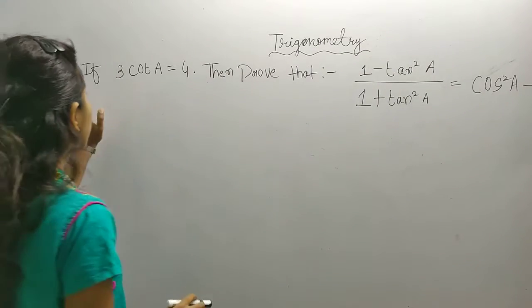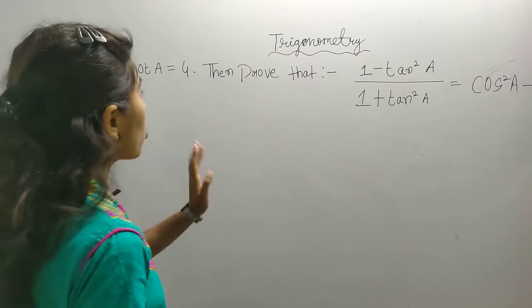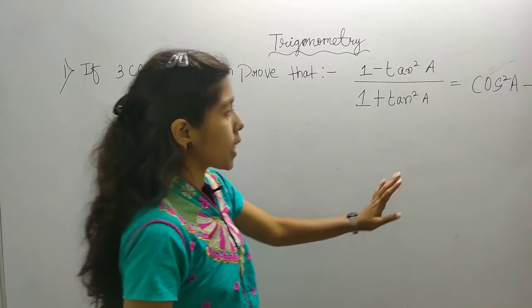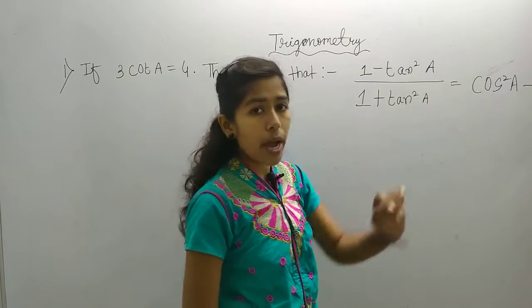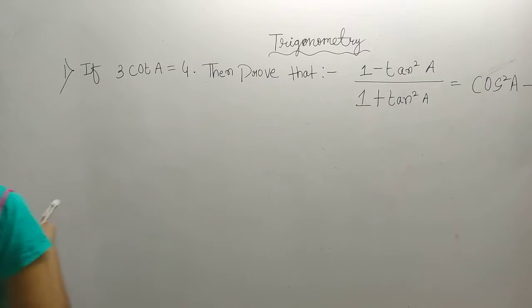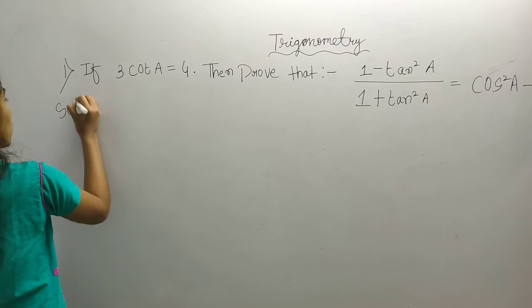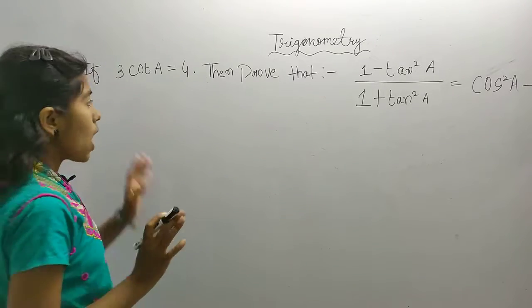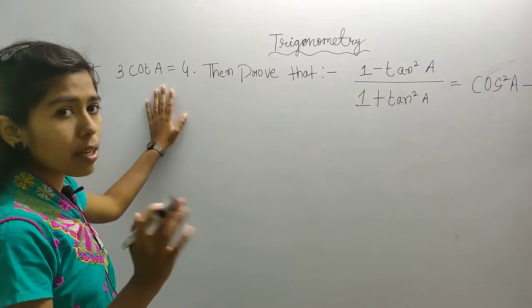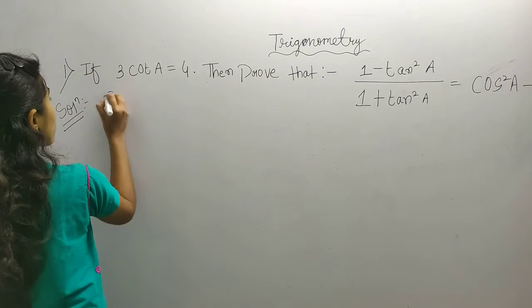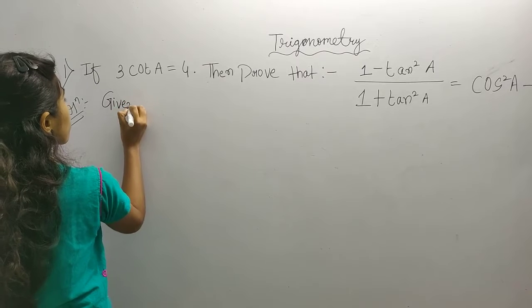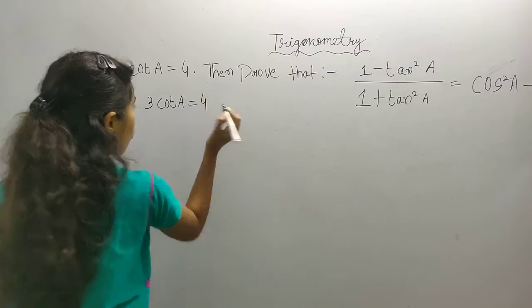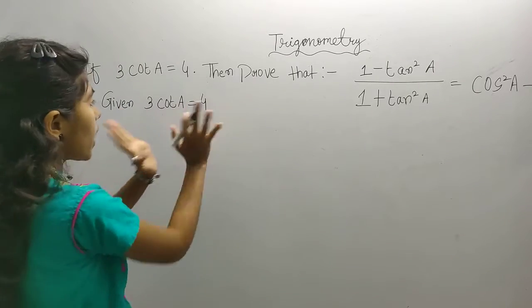What is given here? If 3 cot A equals to 4, then we have to prove 1 minus tan square A by 1 plus tan square A equals to cos square A minus sin square A. So how we will do? First of all, solution. In maths, first of all, what we have to see? I have said you first you have to see what is given in the question. Given 3 cot A equals to 4.